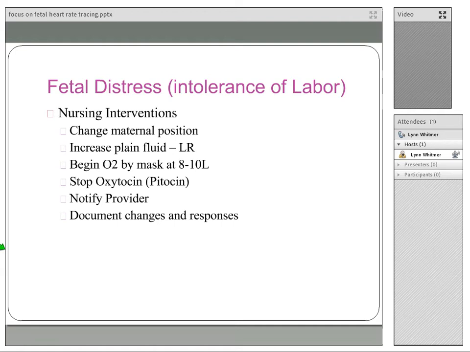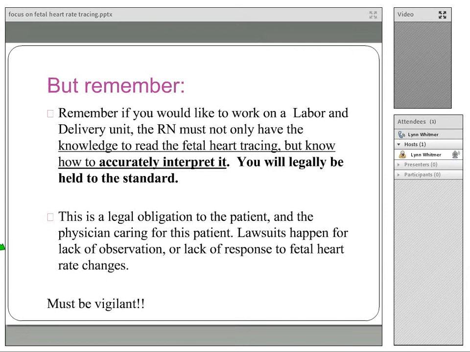But remember, when all is said and done, if you want to work in labor and delivery, you must not only have the knowledge to read the fetal heart rate tracings, but know how to accurately interpret it, and you will be legally held to the standard of care. So think about that very closely. This is a legal obligation to the patient and the physician caring for this patient because he's not in the room with you. Lawsuits happen for lack of observation or lack of response to fetal heart rate changes. You must be vigilant. And that concludes this presentation on fetal heart tracing.